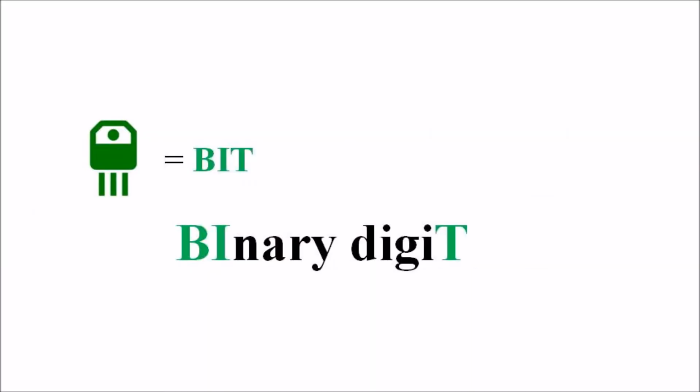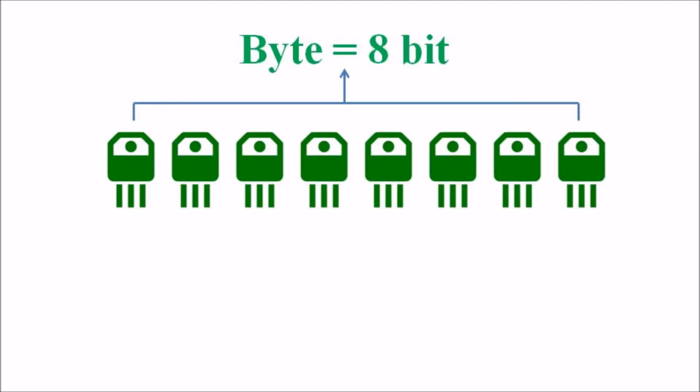So we had discussed earlier the term bit. A bit is a short form of a binary digit, and a single transistor represents a bit of data. So that is, a transistor represents a binary digit or a bit, and 8 bits represent a byte.